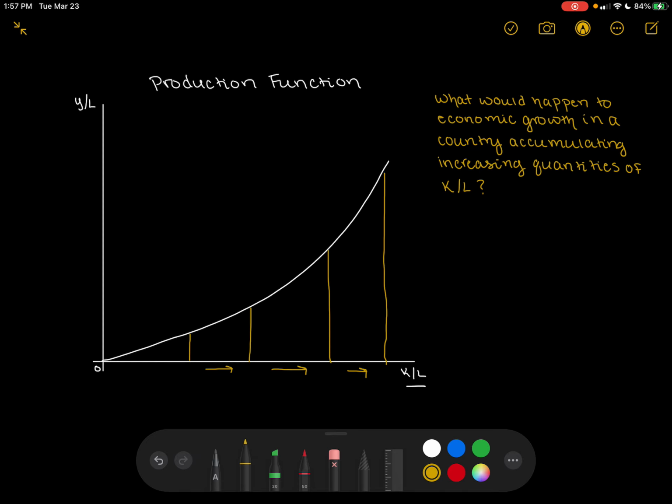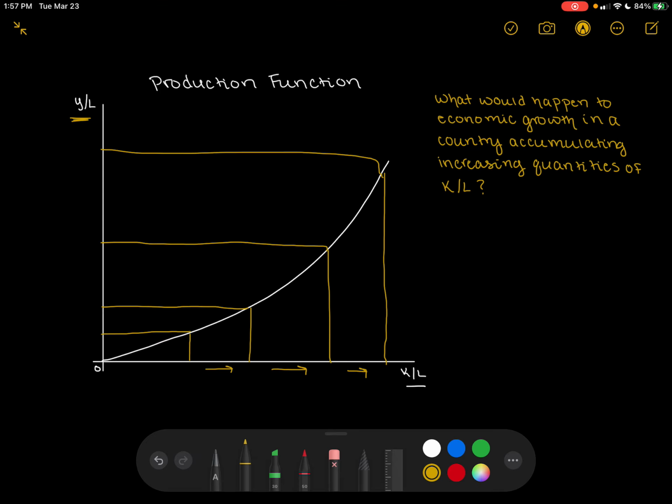Now, what is happening to economic growth? So we're looking up here, Y per L, this is going to be real GDP. So how is real GDP changing? Which we know real GDP gives us a good look at what the economic growth is. Well, if we were to connect these lines to our Y-axis, what we can see is that instead of seeing diminishing marginal returns here like we normally would with a production function, we're actually seeing increasing marginal return.